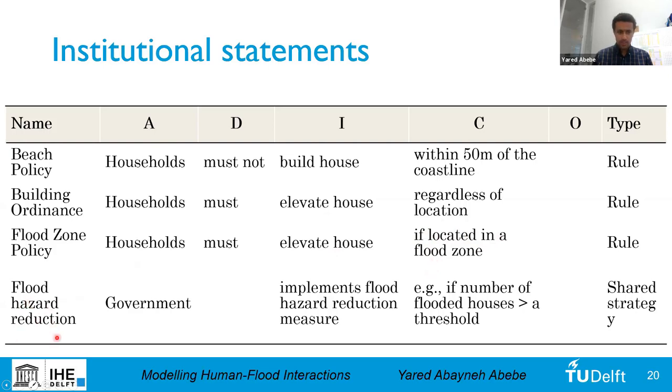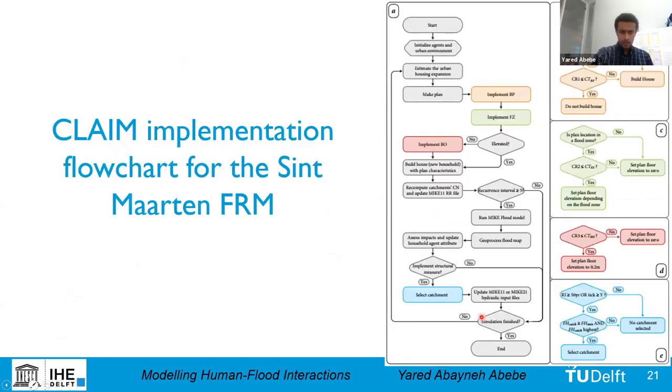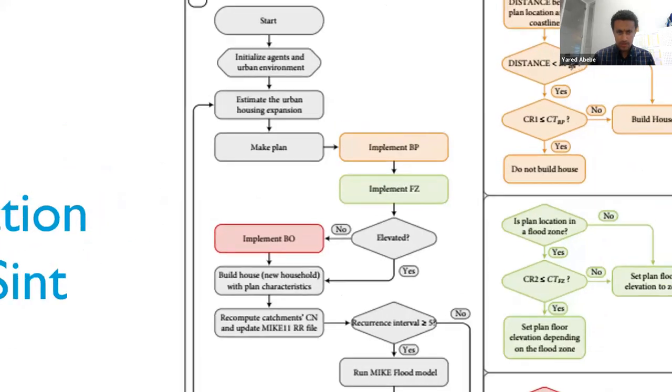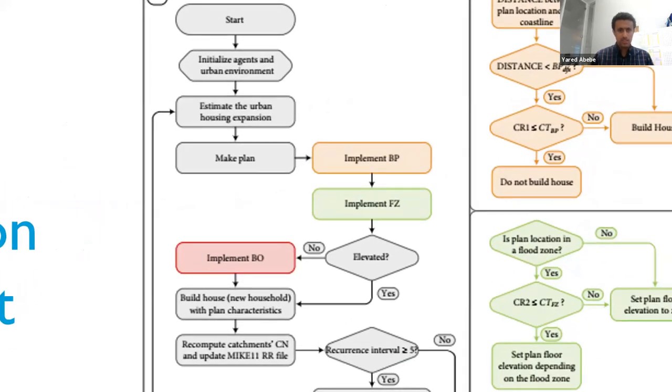And then we also include this flood hazard reduction strategy. So the government implements flood hazard reduction measures if, for example, the number of flooded houses in an area is greater than some threshold. Then, using the CLAIM framework, we identified the components: the agents, the institutions, the physical process and everything. Then we developed a CLAIM implementation flowchart to develop the models. So if you see here, for example, first we initialize agents, then estimate the urban housing.